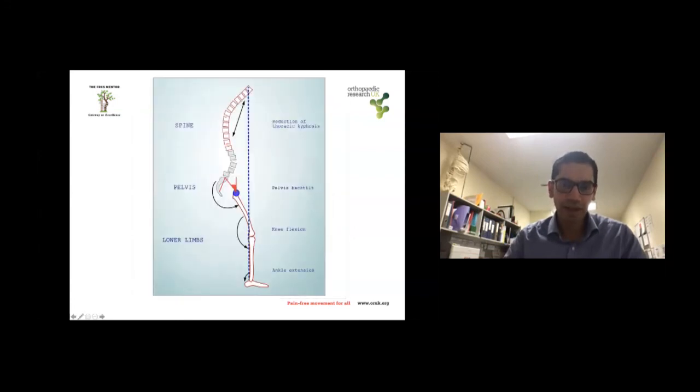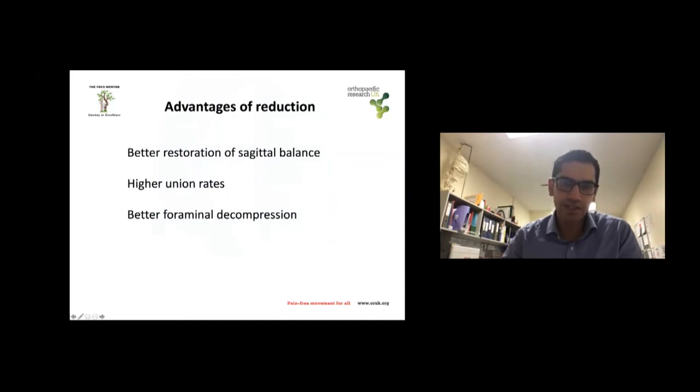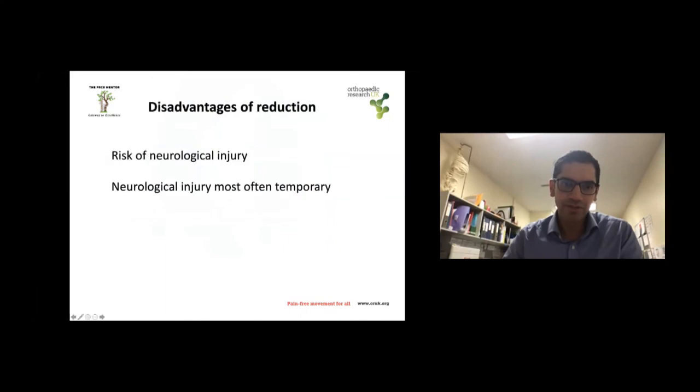When the spine is imbalanced with, for example, spondylolisthesis, the body compensates by pelvic retroversion, knee flexion, ankle extension, reducing thoracic kyphosis, and also flexing the hip. So you'll see a patient walk in with an imbalanced spine, with knees flexed and hips flexed, just trying to keep themselves upright. The advantage of reducing the spondylolisthesis and fixing it is that you get a better restoration of sagittal balance. You get higher union rates and better foraminal decompression. The potential disadvantage is an increased risk of neurological injury, though these neurological injuries are most often temporary.